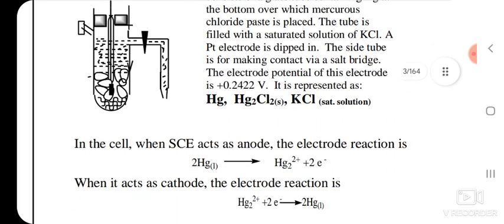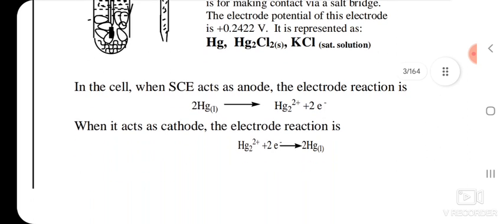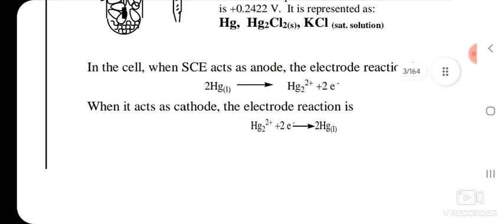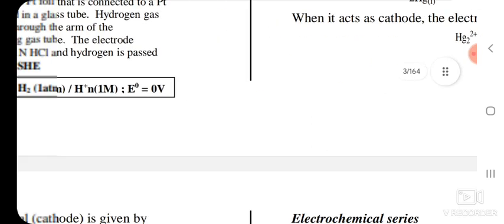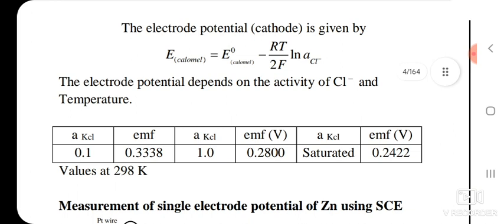It is represented as in the cell. When SCE acts as anode, the electrode reaction is 2Hg (liquid) gives Hg2 2+ plus 2 electrons. When it acts as cathode, the electrode reaction is the reverse of the above one. The electrode potential of the cathode is given by E calomel equals E naught calomel minus RT upon 2F ln activity of chloride ion. The electrode potential depends on the activity of chloride ion and temperature.